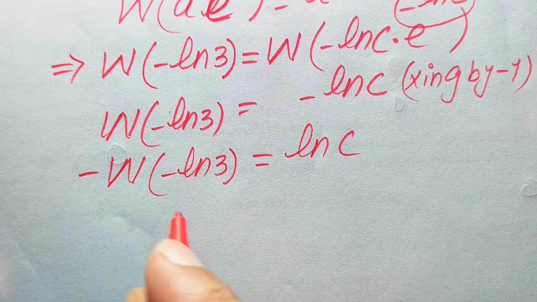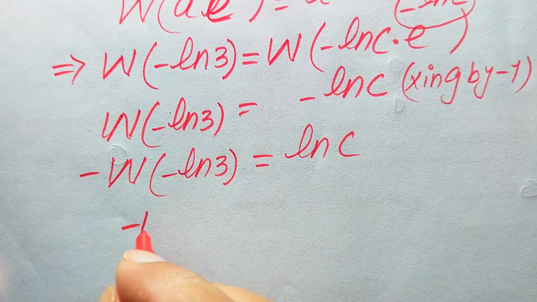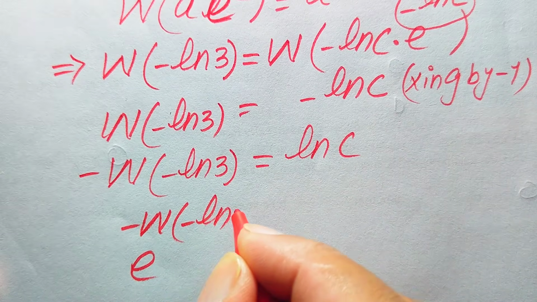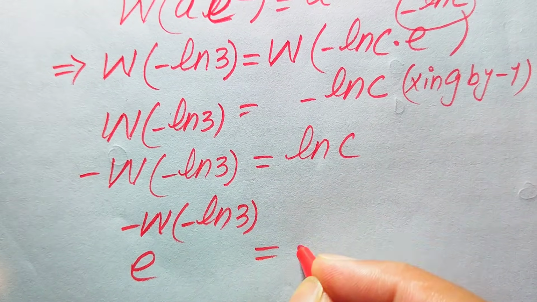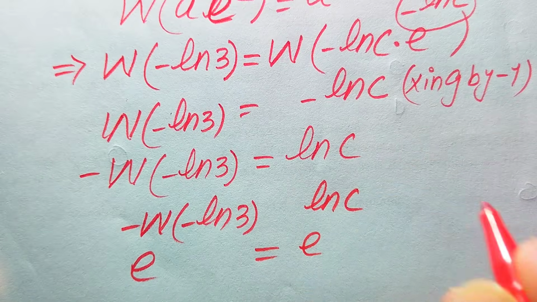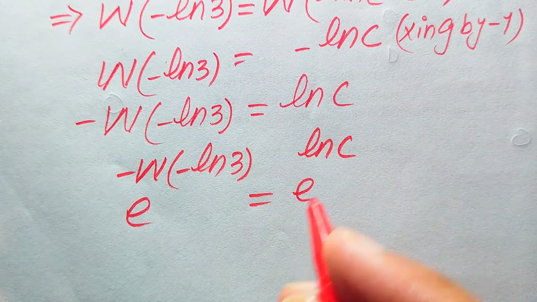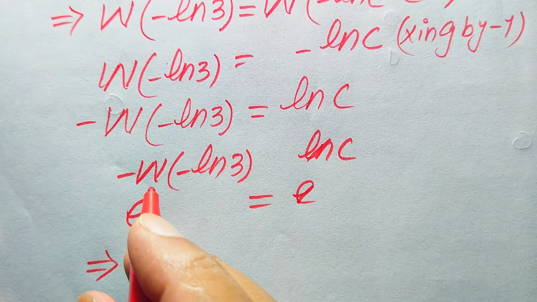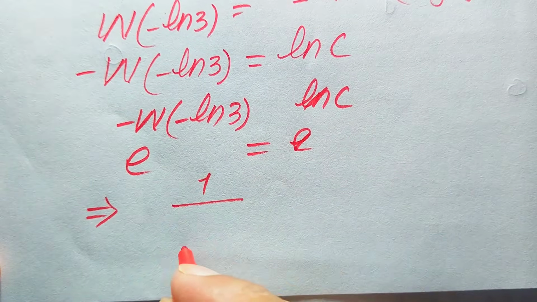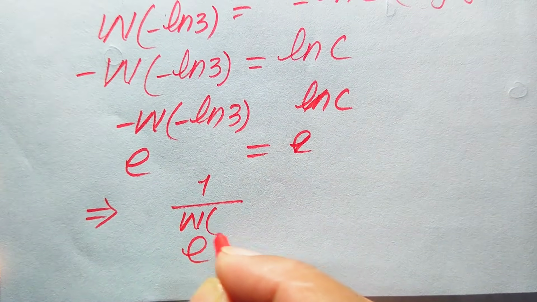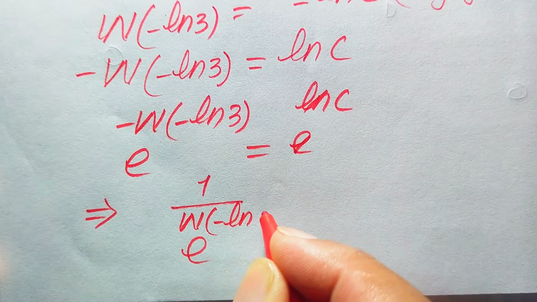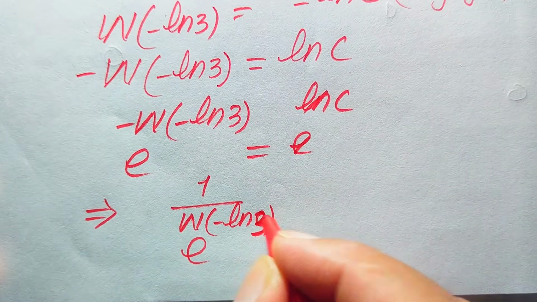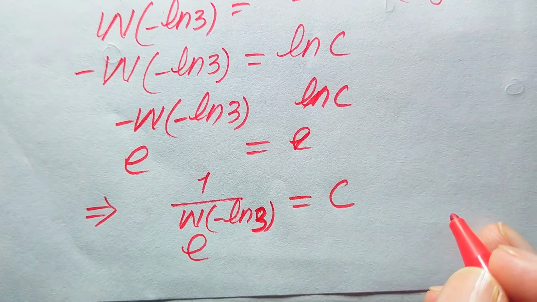When we take anti-log, we write both terms as exponents of e, and we get e to the power of minus W of minus log 3 equals e to the power of log c. You see that this log and this e cancel out each other, and the negative exponent, when we move it to the denominator, becomes positive, and we get e to the power of W of minus log 3 equals c only.